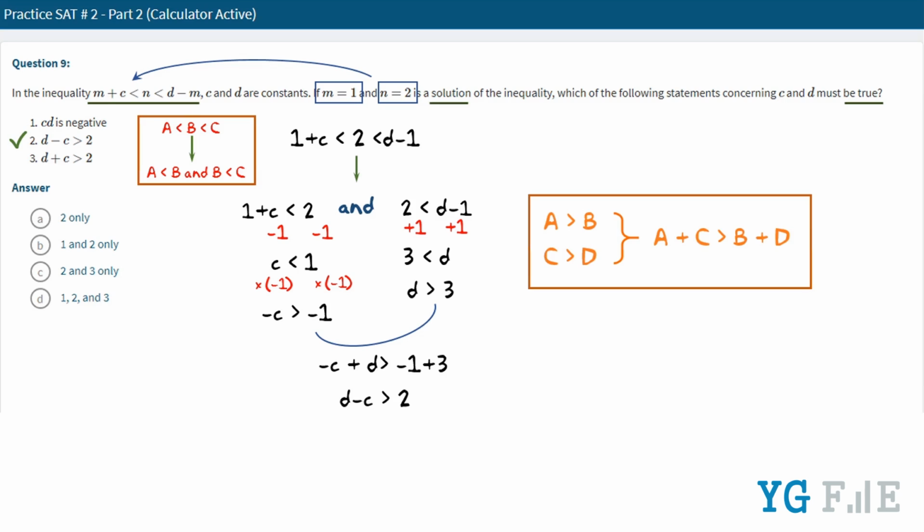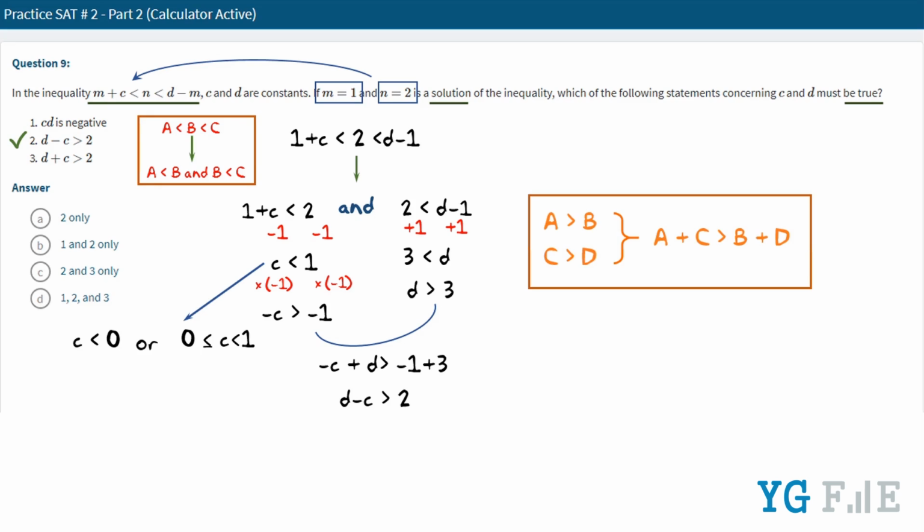Our next task is to show whether the first statement is true and whether the third statement is true. We can start from the first statement. It says that the product of c and d is a negative number. Remember that the product of two numbers will be negative if one of them is a negative number. And here we have that d is greater than 3. It means that d is always positive, while c is less than 1. The value of c can be less than 0, or the value of c can be greater than 0 but less than 1.